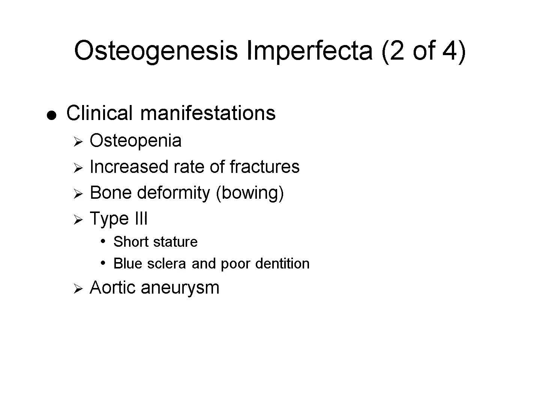Children with this disorder may show osteopenia, frequent fractures, and bone deformities like bowing. Type 3 cases often feature short stature, blue sclera, and poor dentition. Serious complications include aortic aneurysms. Diagnosis is clinical and often confirmed through genetic testing.